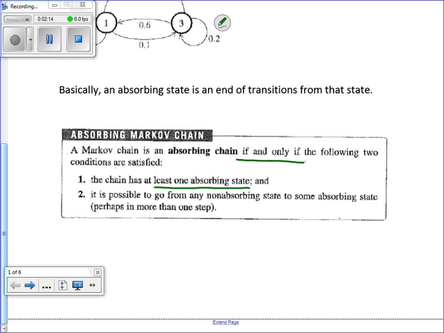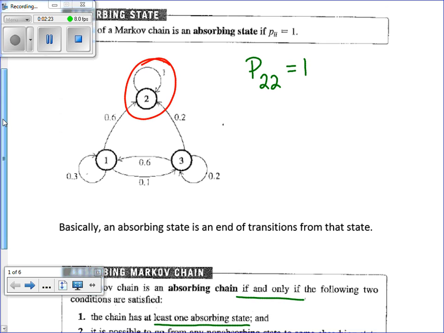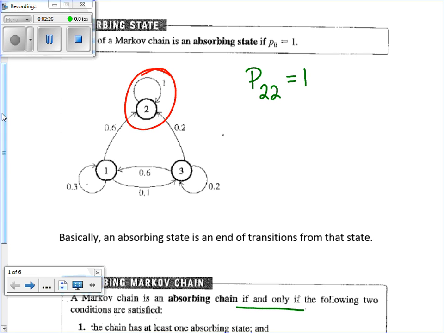Number 2, it's possible to go from a non-absorbing state to some absorbing state. If we're looking at the example above, that just means that we can go from a non-absorbing state, which in this case would be 1, to an absorbing one, which is 2. That has to happen. In this case, we also can go from 3 to 2. In other words, 2 isn't going to be just all by itself. Something has to be going into it.